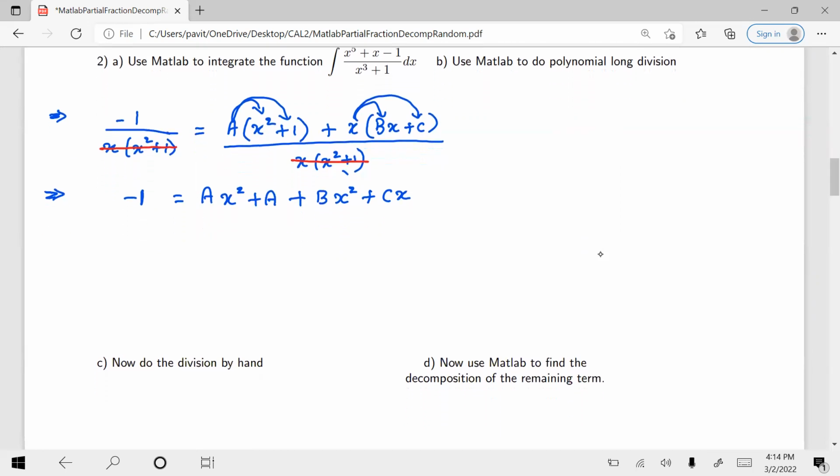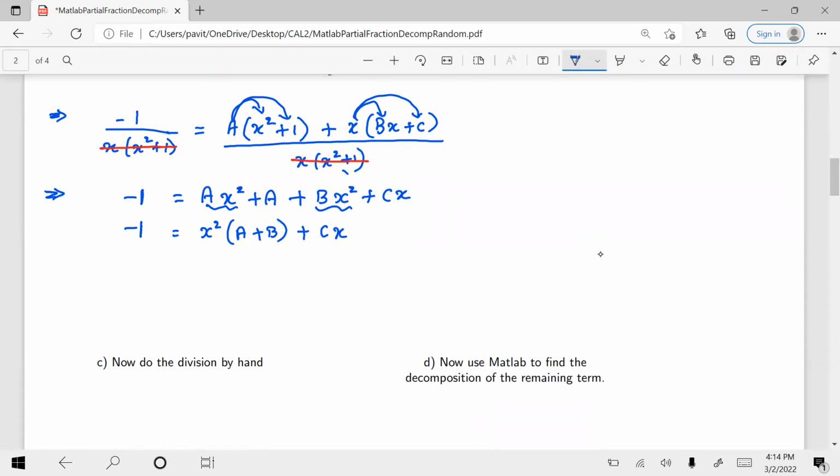Fine. Now I have only -1 on the other side. Now I can group this because I have x square here, and I have x square here. So I'll just take the x square outside. I can write it as a plus b times x square plus cx. I'm just writing it in order, because it is 2 here, and it is 1 plus a.